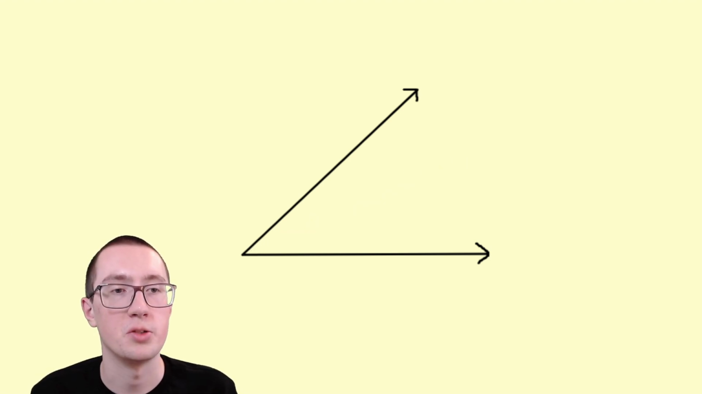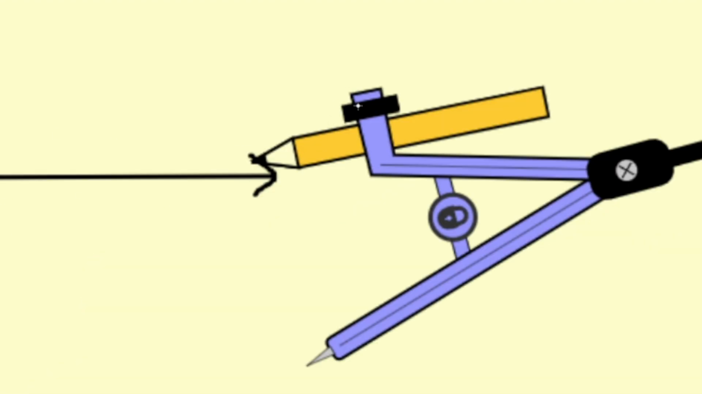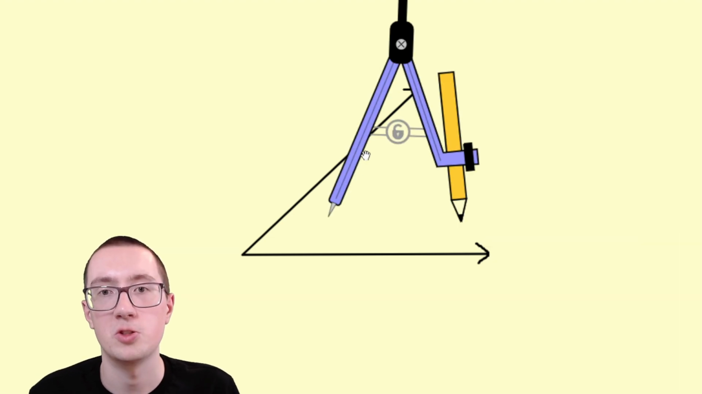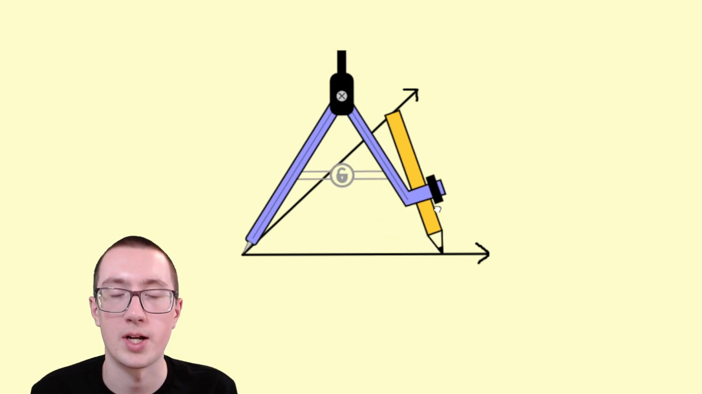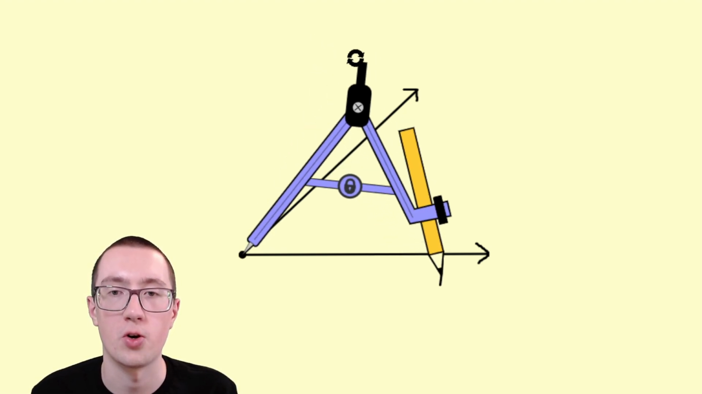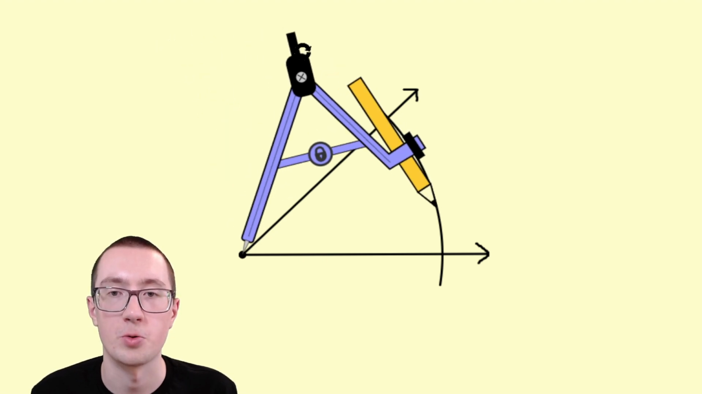So to do this, we're going to use our handy dandy compass. So here's what we're going to do with our compass. First, we need to draw an arc across our angle. So I'm going to put it right here, and we're just going to go ahead and draw an arc across our angle like this.